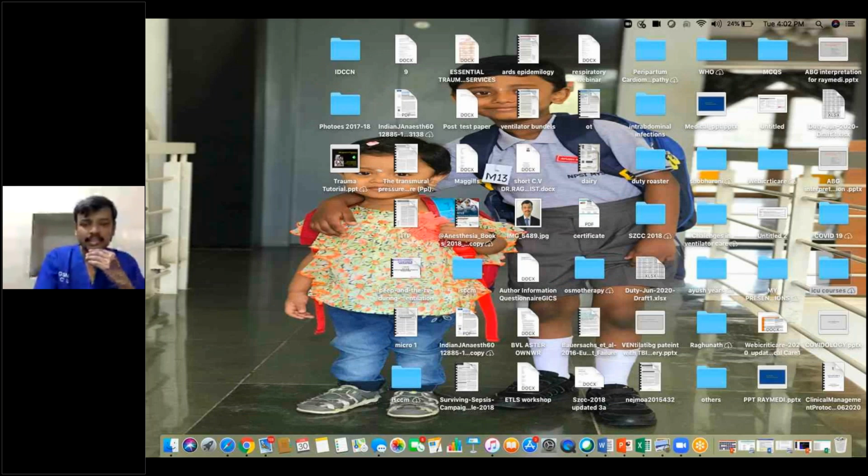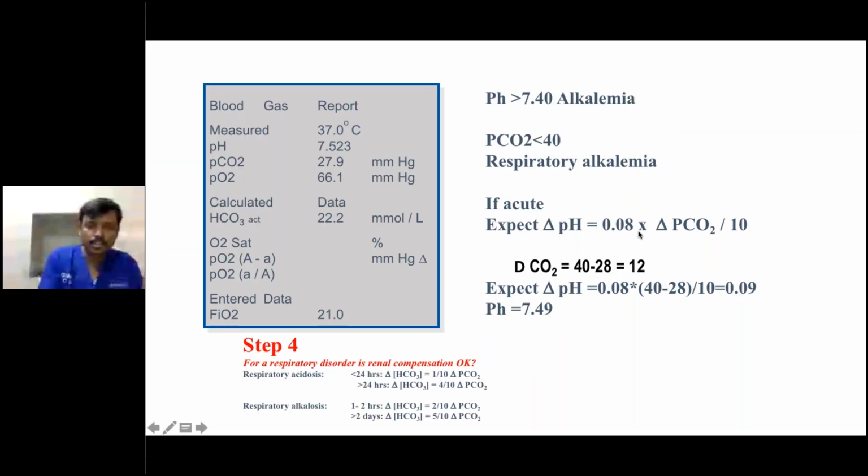Here in this case, a patient is coming with a 30-year-old female with a broken tibia. If you look at the pH here, alkalosis is there. PCO2 is less than 40, so it looks like a respiratory alkalosis. I want to know whether it is acute or chronic. Then use the formula: if acute, the change in pH should be 0.08 into change in PCO2 divided by 10. So I want to know how much the pH should change if it is acute.